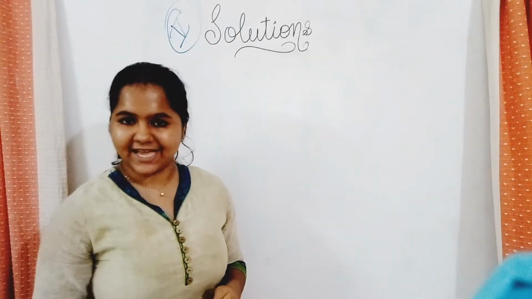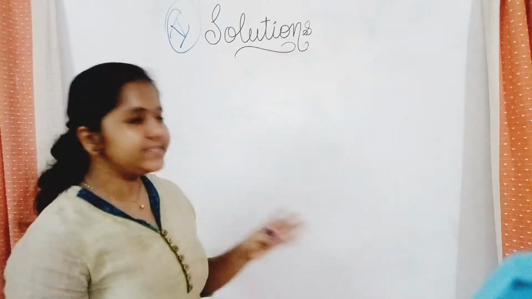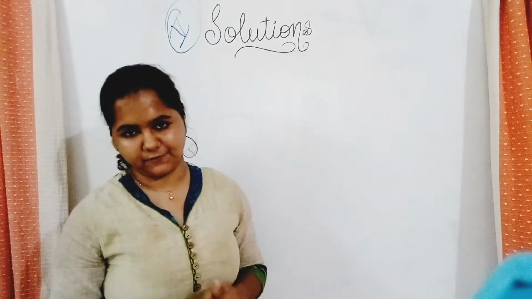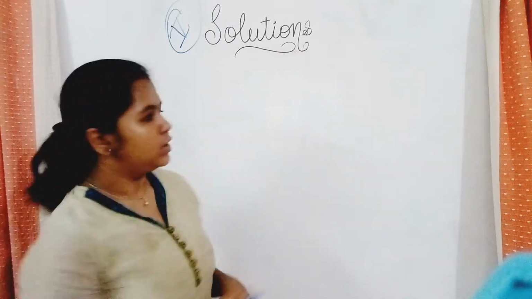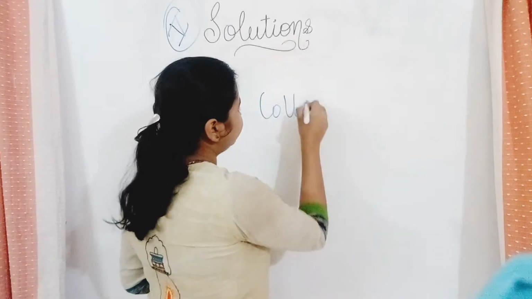So why do we waste time? Let's get into the chapter. In this session, I'll be dealing with 2 colligative properties. There are 4 colligative properties, and in this part, I'll be dealing with 2 of them. So, colligative properties.